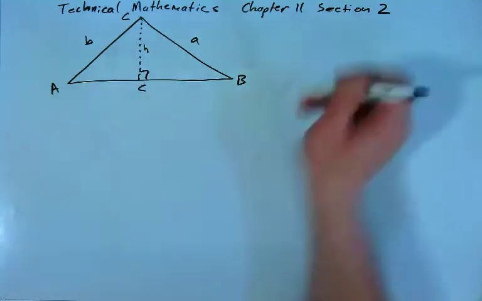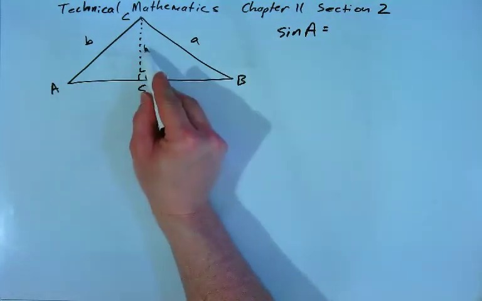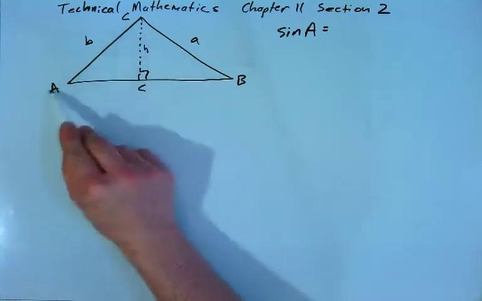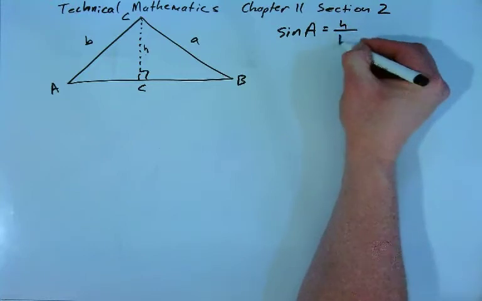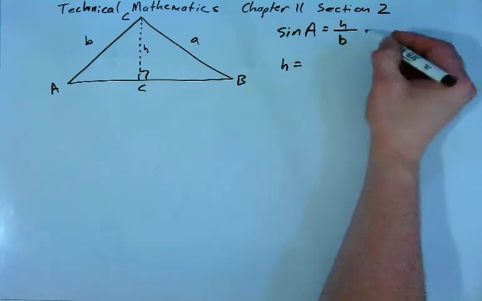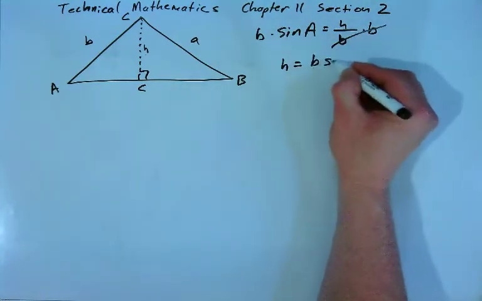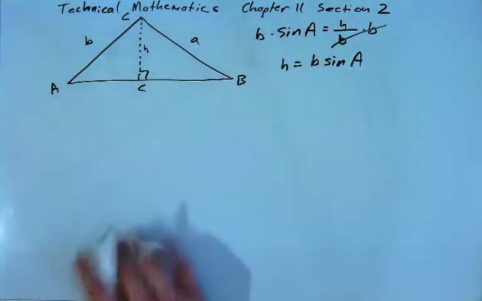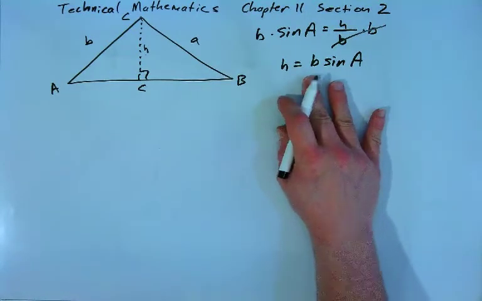For the altitude h, the sine of angle A will be equal to the opposite side, which is h, divided by the hypotenuse, which is b. So just for this triangle, the opposite of A is h, the hypotenuse is b. So the sine of A is h over b. And if we solve this for h, we multiply both sides by b, and h will be equal to b sine A. And so we can determine the value of the height of the triangle as long as we were given an angle A and a length of side B.